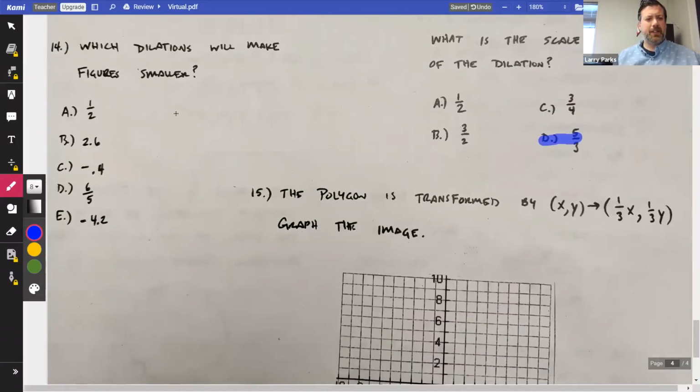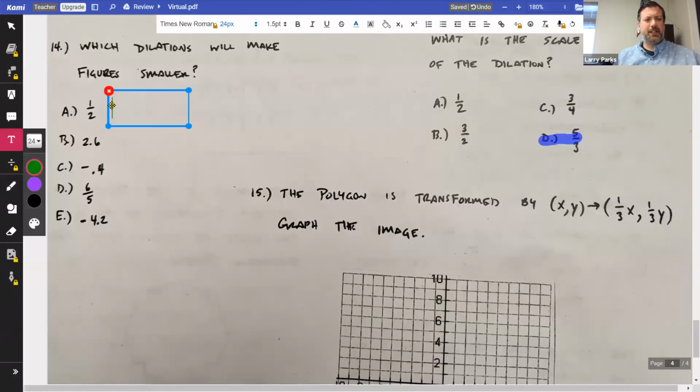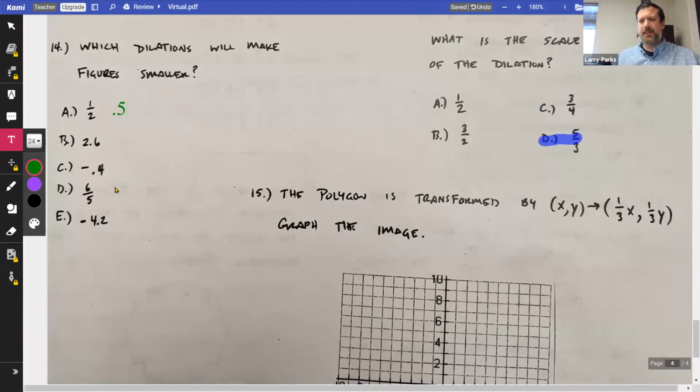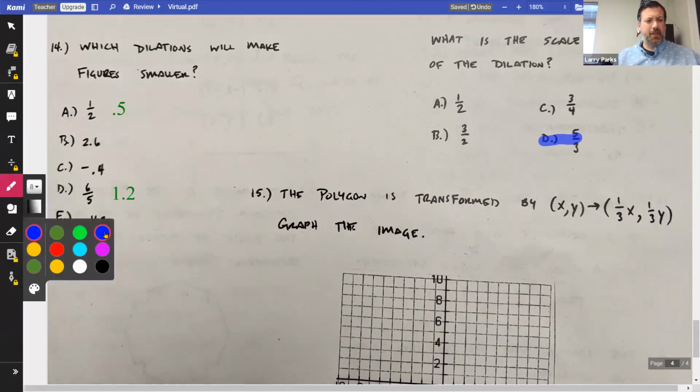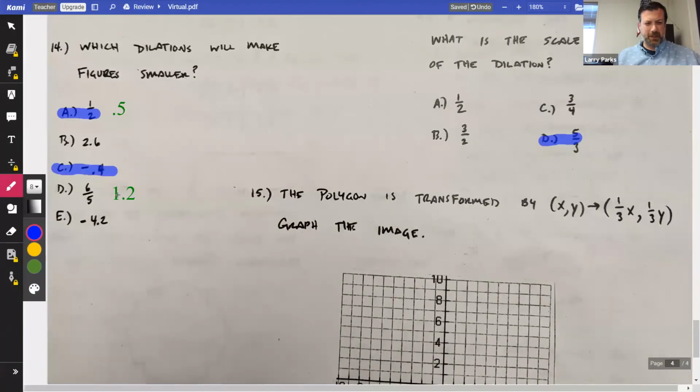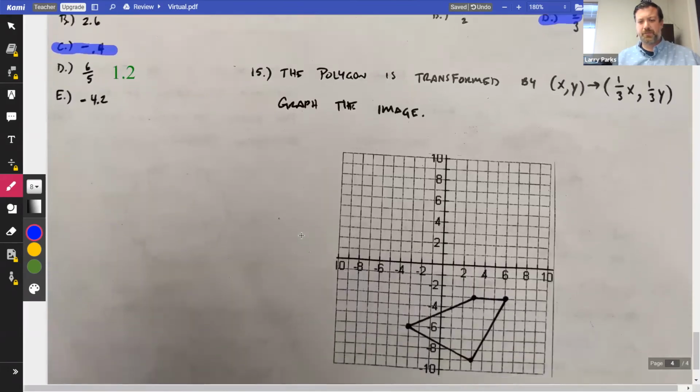Which dilations will make the figure smaller? I would change all these to decimals. That's 0.5, that's 2.6, that's 0.4. If you take a calculator and do 6 divided by 5, you get 1.2. So which will make it smaller? Remember, it's any number less than 1. So I would say this one. That's half, 0.5, less than 1. That'll make it bigger. This is less than 1. Ignore the negative sign. This is bigger than 1, and that's bigger than 1. So I would say A and C.